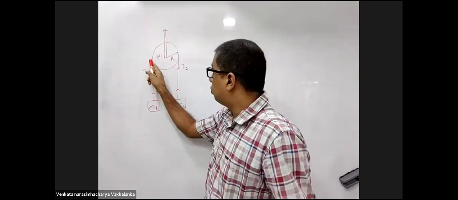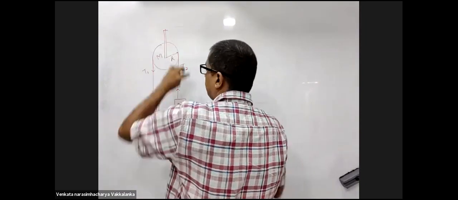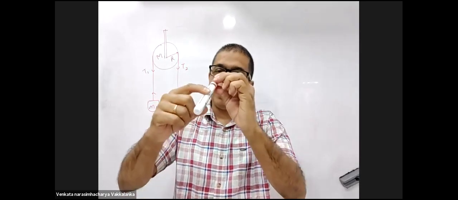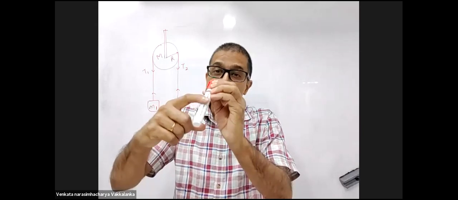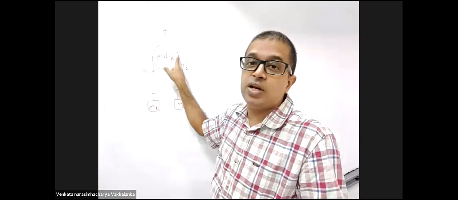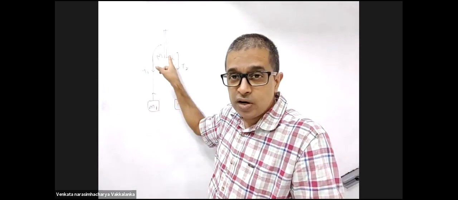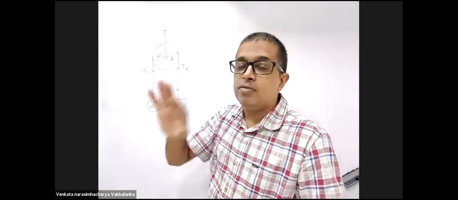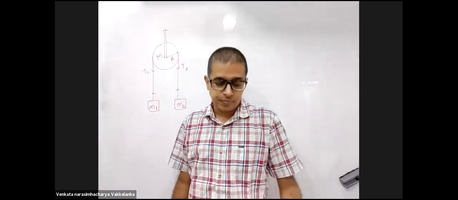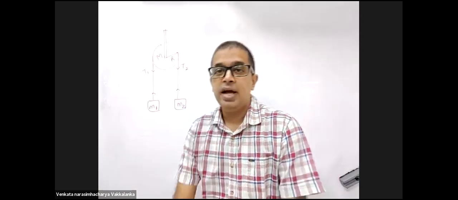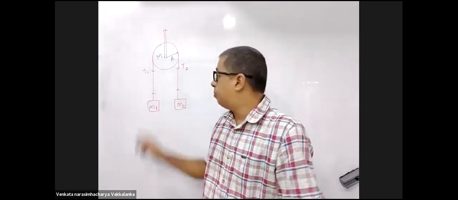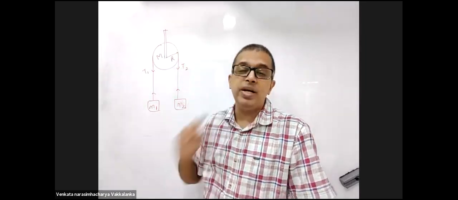But now there is sufficient friction to prevent slipping. How will it move? See the movement of my finger on the mark. So you need to take the friction into consideration. From here till here, there is friction. Once there is friction, the tension on both sides is not the same. T1 and T2 will be different.